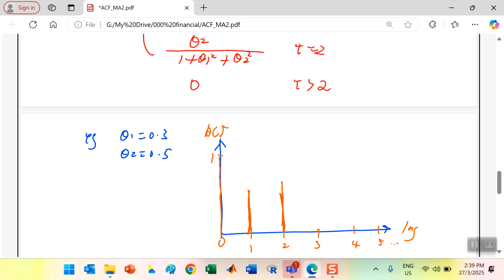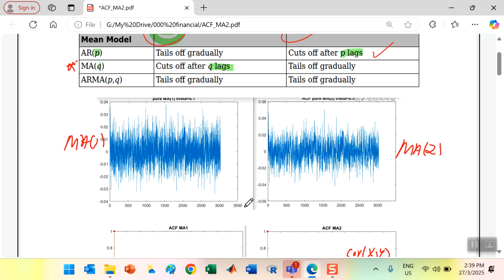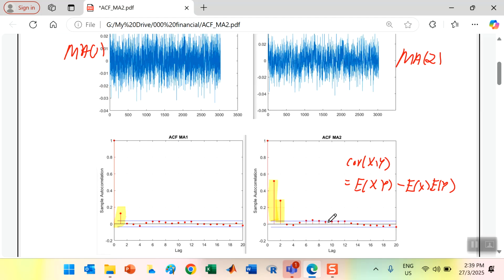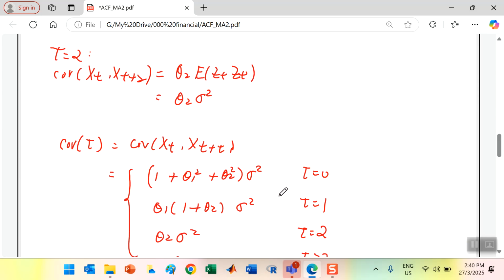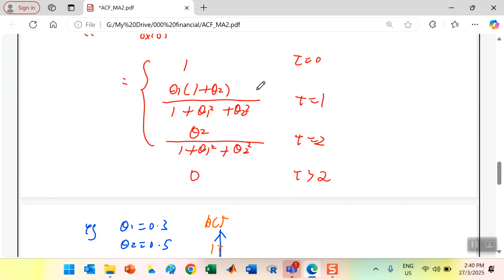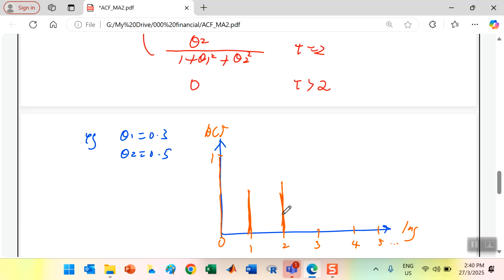Therefore you only see two significant spikes. Theoretically, the rest should be all zero. But if you're doing a simulation, you will get something which is non-zero. They still have a very weak serial correlation at lags 3, 4, 5, and so on. But theoretically, these should be exactly zero. So you see two statistically significant non-zero spikes, and that's what we have proven here. This is non-zero, this is non-zero. So you only see two significant spikes in the MA2 model.